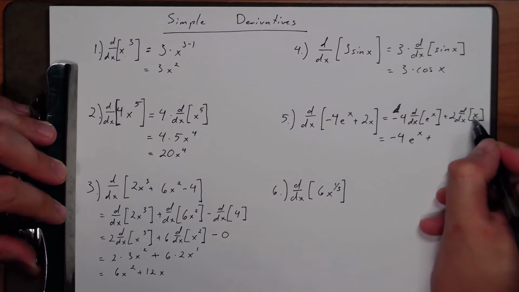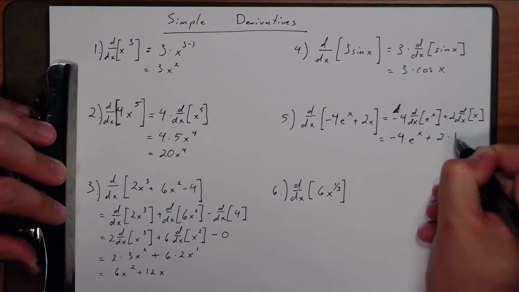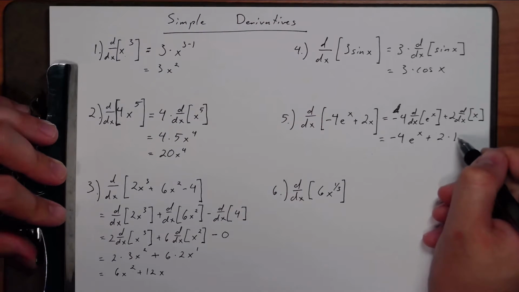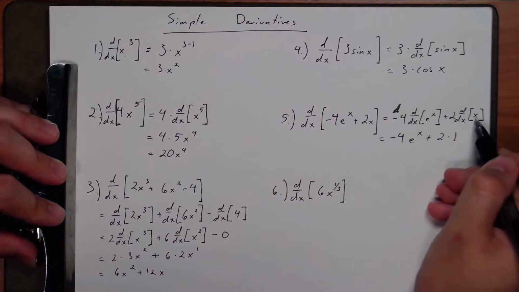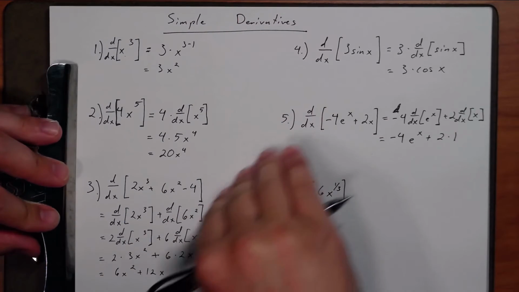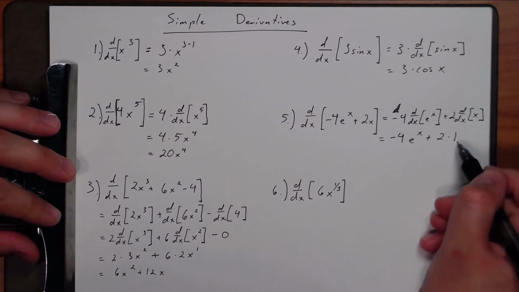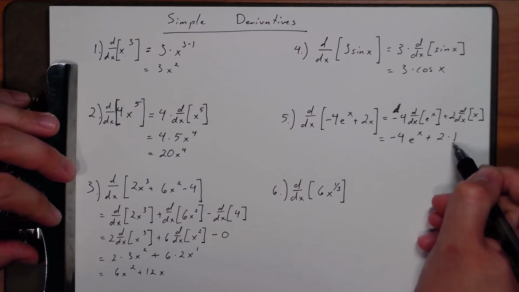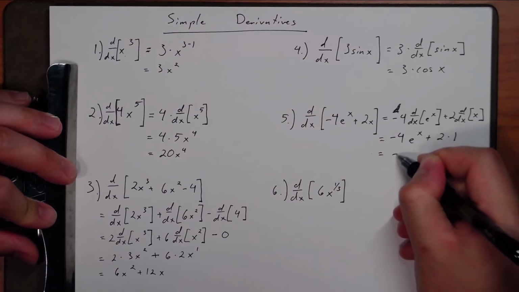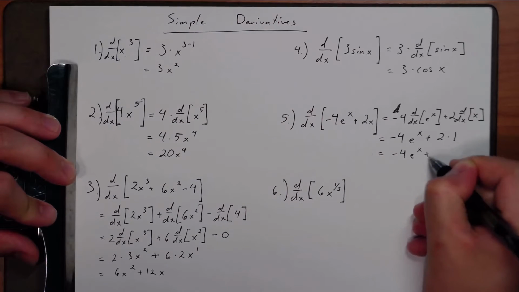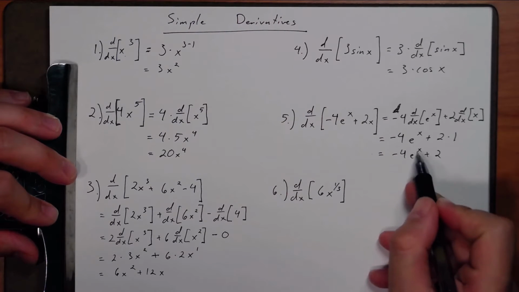Here, the derivative of just plain old x is, well, 1. There's a lot of different ways of thinking of this. Again, x itself is a line with a slope of 1, so it makes sense that the derivative at any value of x, right, the slope of those tangent lines is just 1. In this case, I can reduce to negative 4 e to the x plus 2.